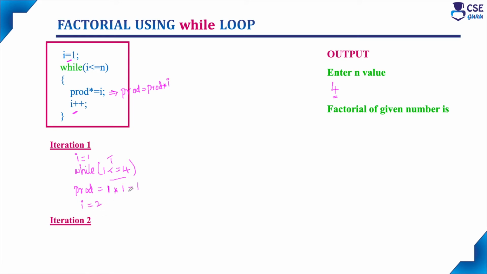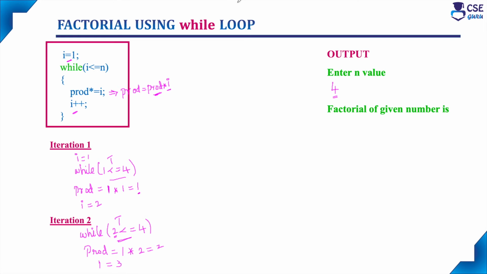Then consider the second iteration with i value 2. Using the while loop, check the condition whether 2 is less than or equal to 4. The n value was 4 only. Condition true. Then find the product: product = product * i. The product value we consider is the updated value from the previous iteration. The previous iteration product value is 1, into the current iteration i value 2, so we will get 2. Then increment the i value, and the i value will be 3 now.